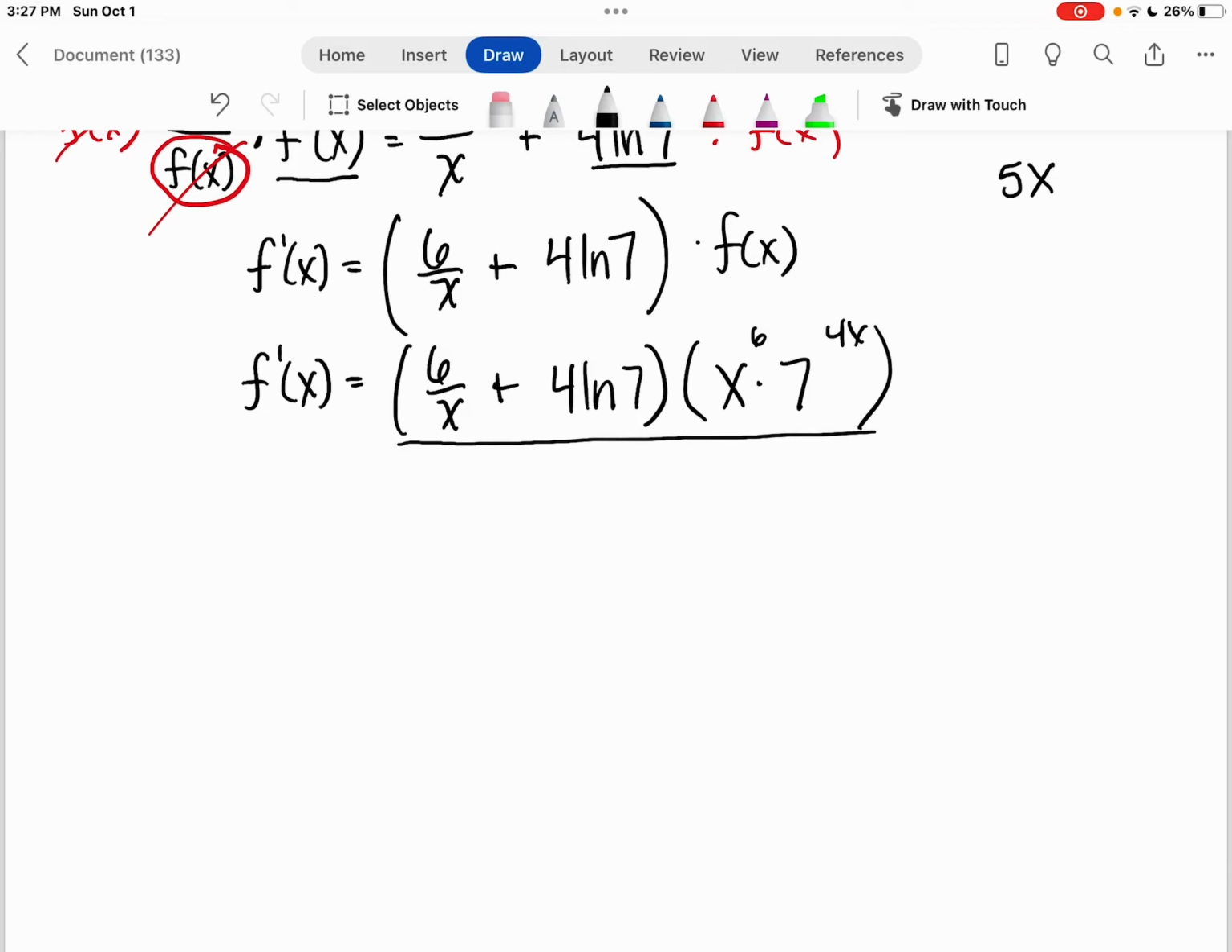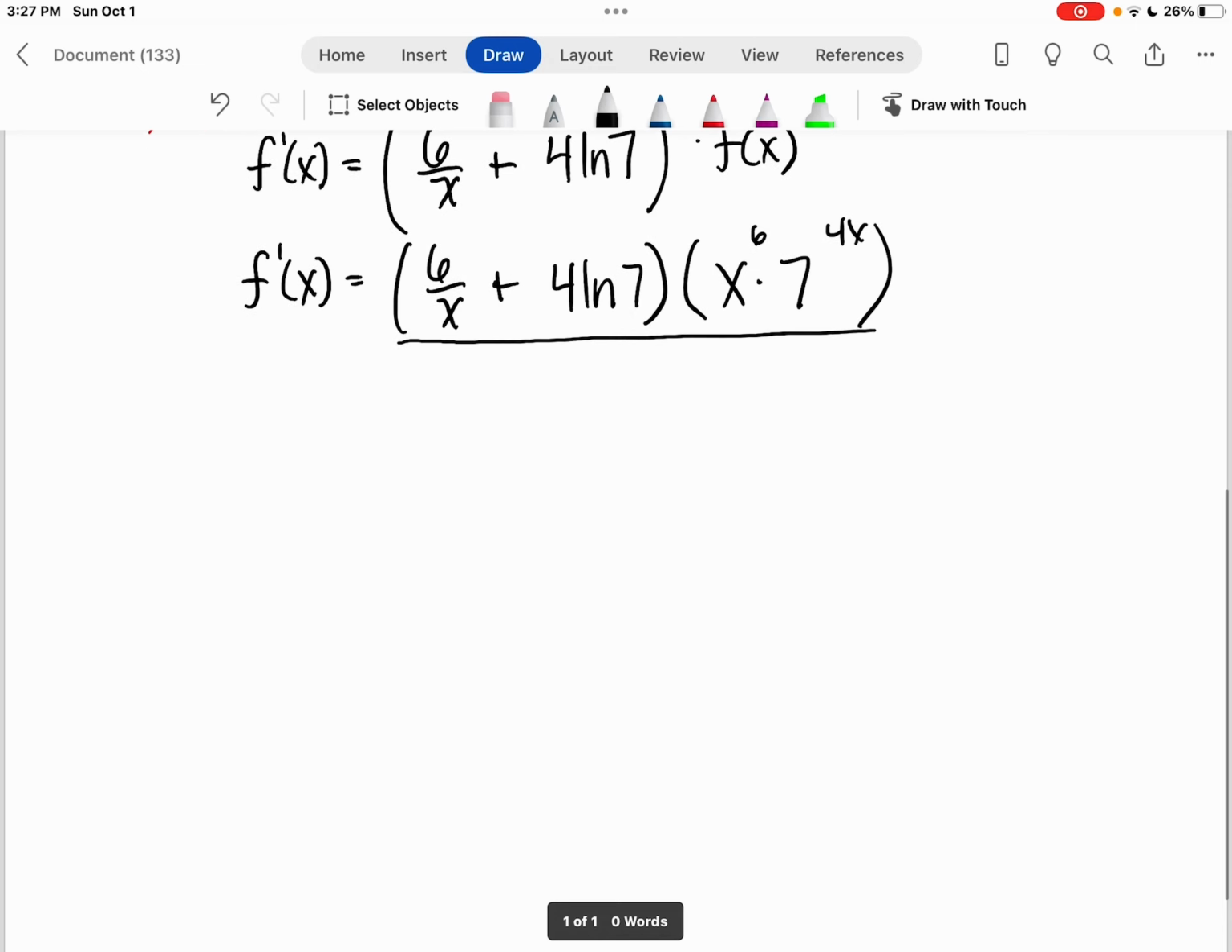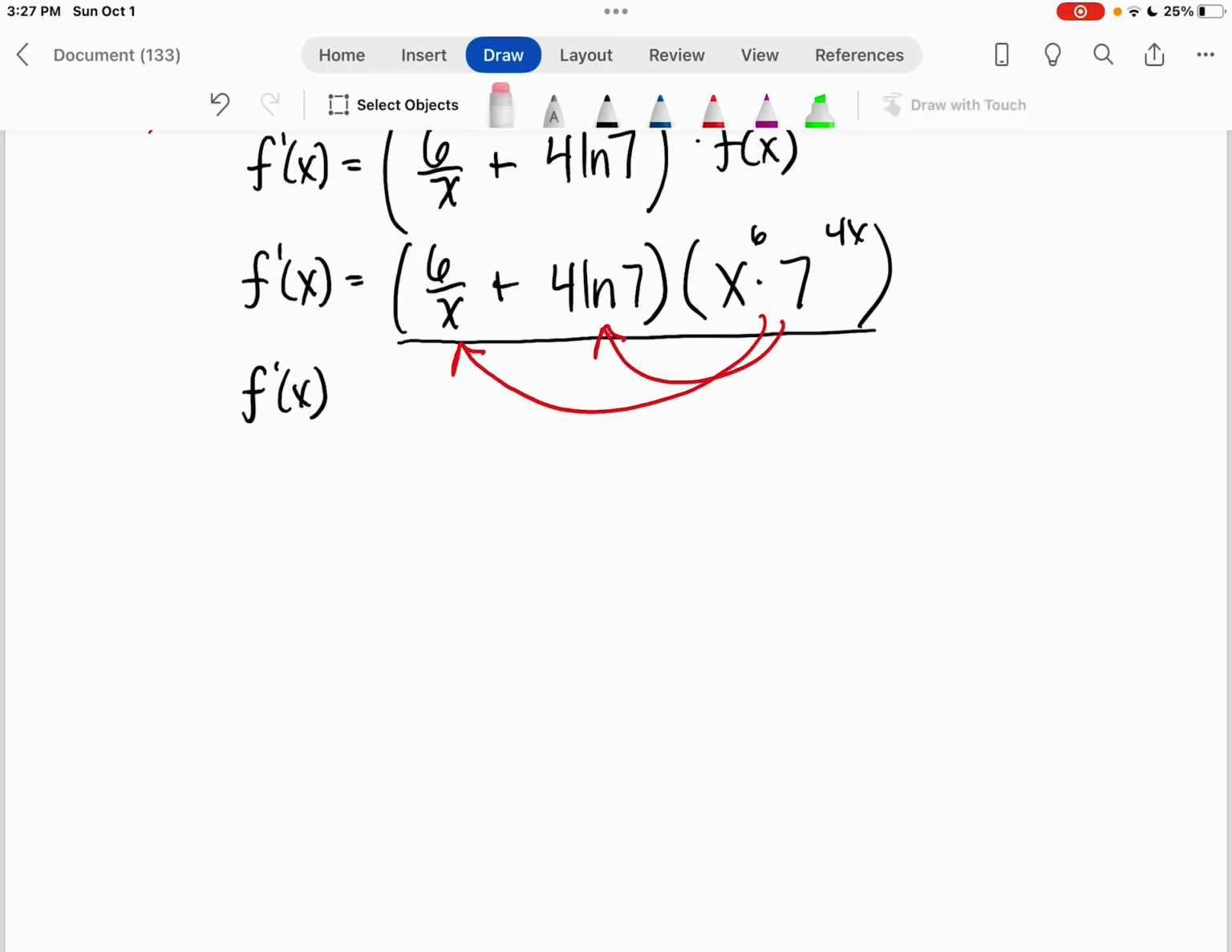I can leave it like this, but if you want to continue simplifying it, all you would have to do is distribute the x to the 6th times the 7 to the 4x. So I would take this times this, and then this times this. Not leaving myself enough room. Let me make some more room.